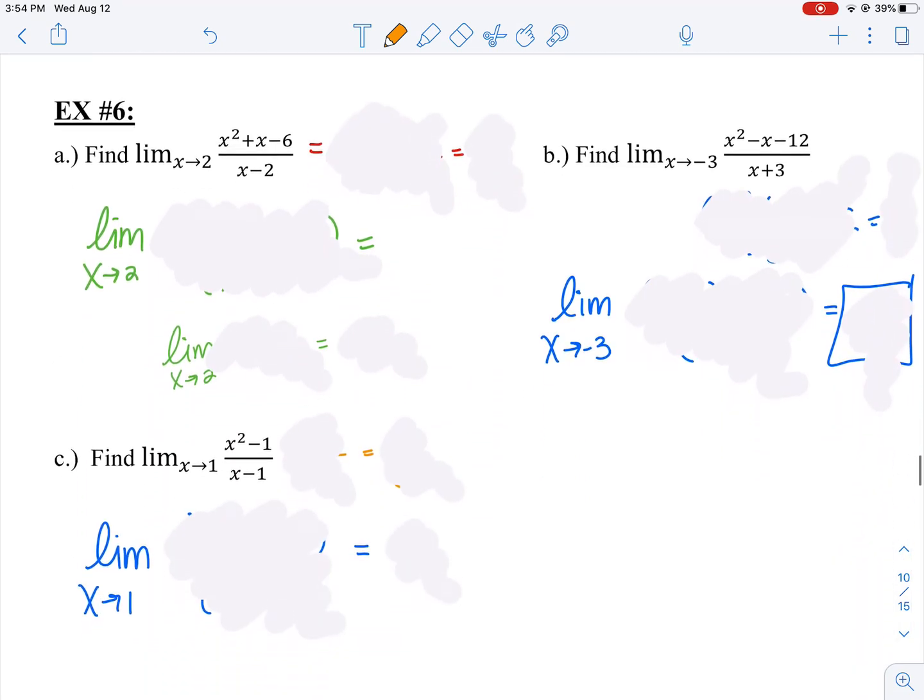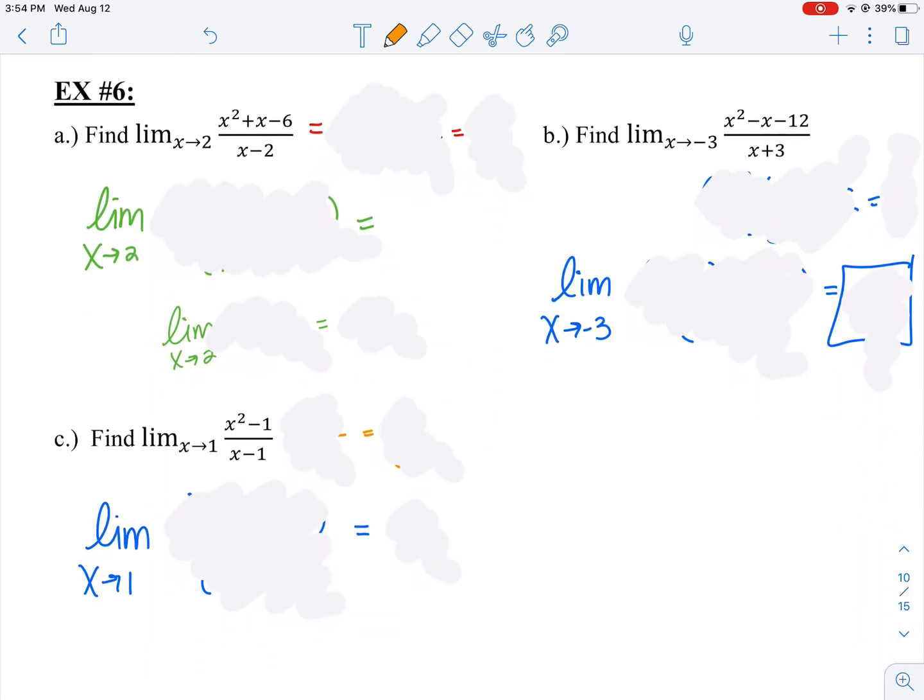Let's practice a few. Look at example 6 with me. Find the limit as x approaches 2, and it gives us this function. Remember, anytime I ask you to evaluate a limit, that's the very first thing that you should always try. Direct substitution, right? So I want you to take this 2, and I want you to substitute it in wherever you see an x. When I substitute in a 2, I have 2 squared, which is 4. 4 plus 2 is 6. 6 minus 6 is 0. And when I substitute in a 2 to my denominator, I ended up also getting a 0.